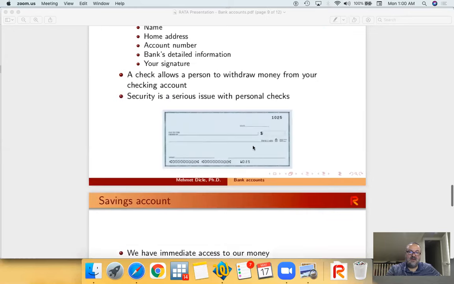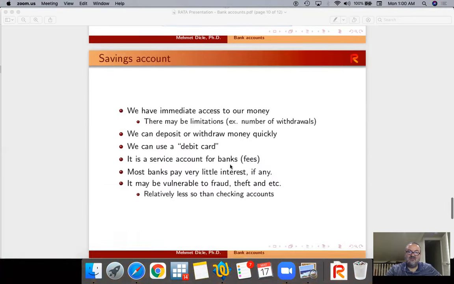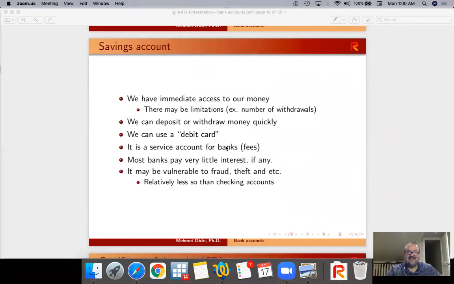See, when you write a check, you're giving up your account number to a person you're giving the check to. Since you're not writing a check against the savings account, well, your savings account number is not as public as your checking account number. And therefore, it is slightly less vulnerable to security issues.